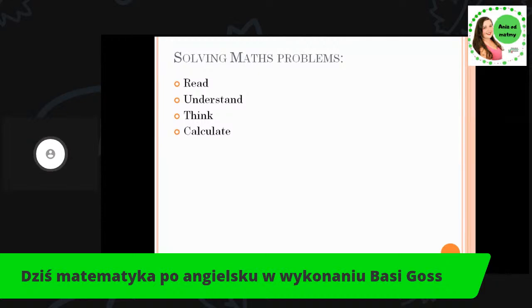After you calculated your answer, you need to check. You need to check if your calculation is correct. After checking, we can start writing our answer. So we write down the answer, and a good way of writing the answer is using a full sentence.